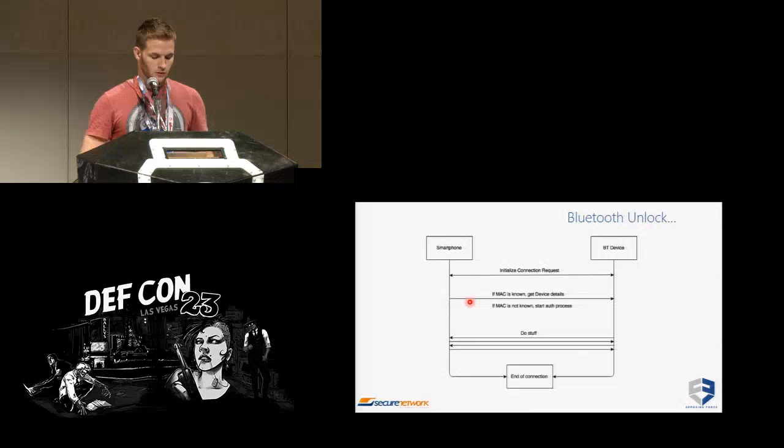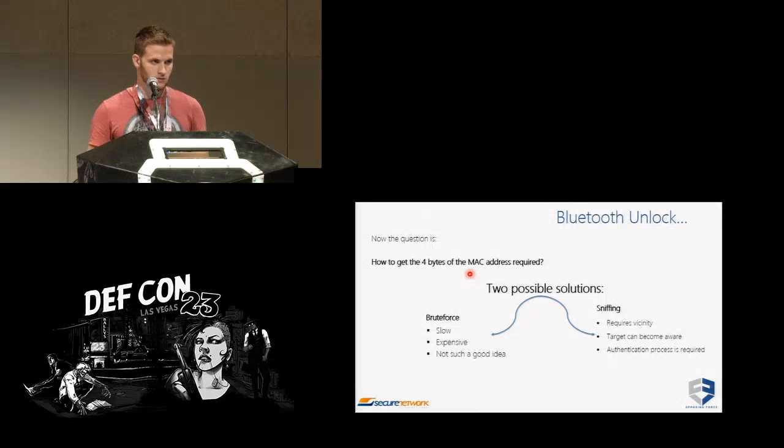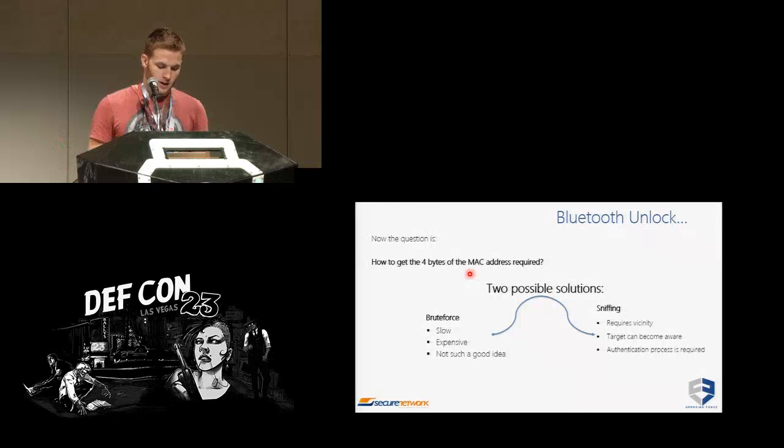So from this picture, you can see there is only one thing we need to know to create a connection to the Android device, which is the MAC address of the target device. And to get the MAC address, actually, we don't require the whole MAC address. In Bluetooth, you just need to know the 4 least significant bytes of the MAC address in order to establish a connection. And we have two possible solutions, the brute force solution and the sniffing solution.